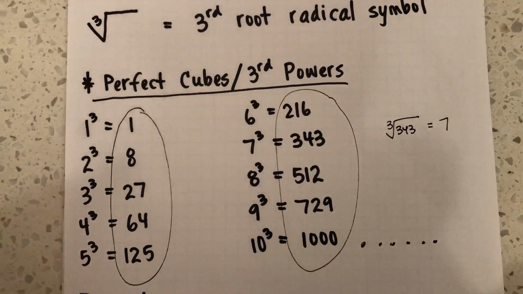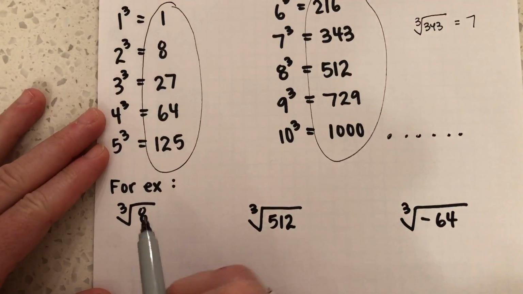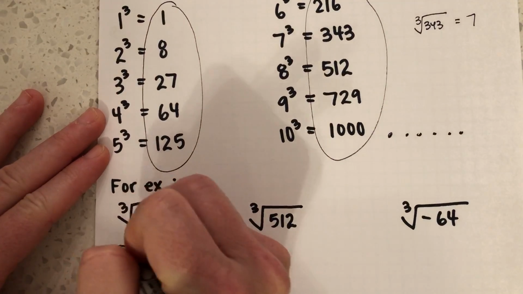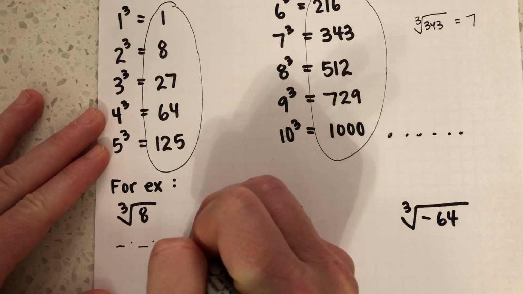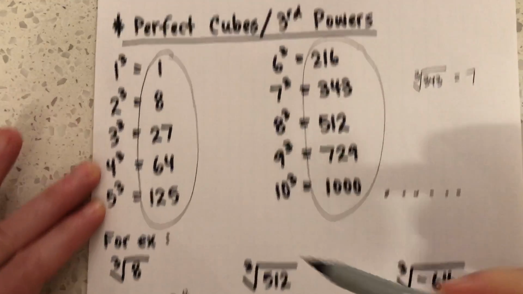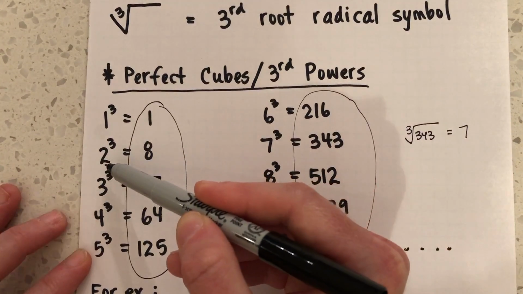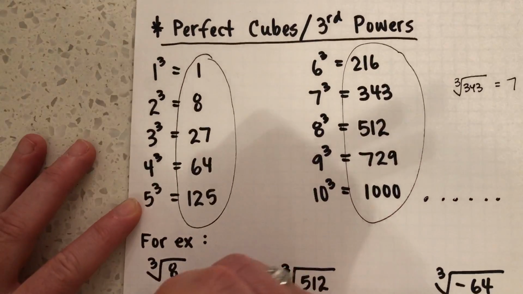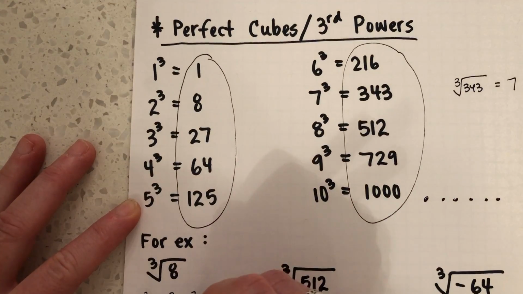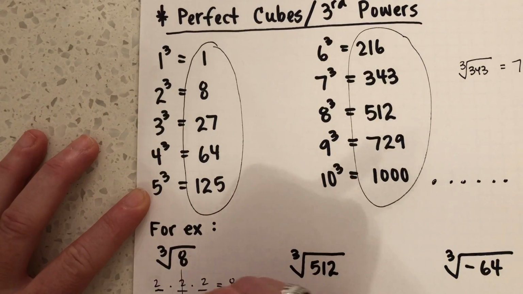Let me go over a few more examples. If you are asked, what is the third root of 8? You are really being asked, what times itself 3 times will end up equaling 8? If you look on your list, who did you cube to get 8? 2. That would be 2 times 2 times 2 equals 8. So the third root of 8 is 2.